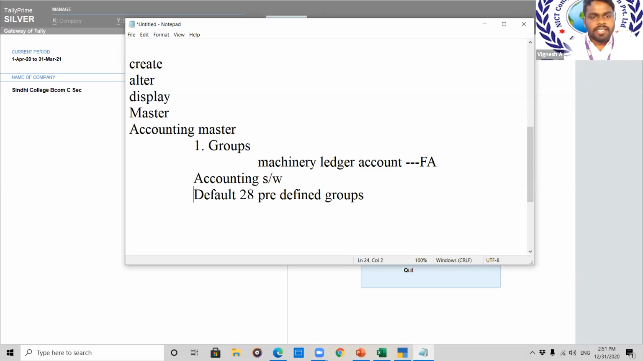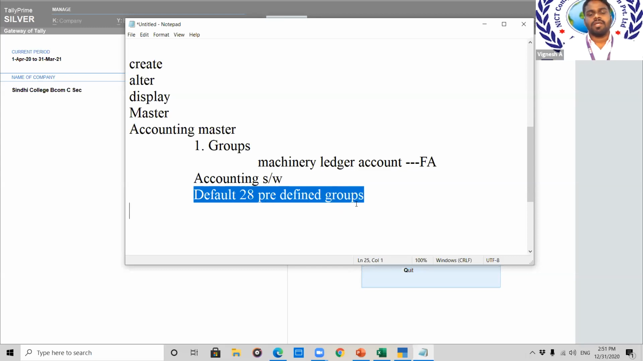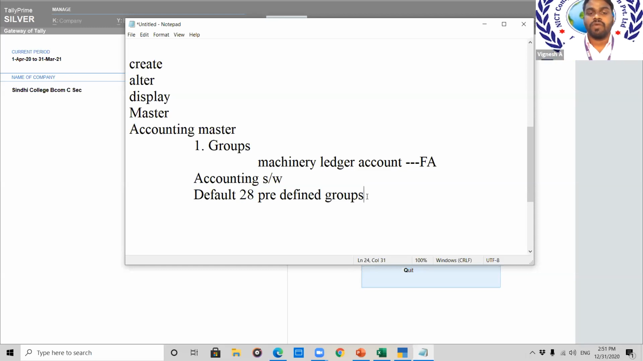Your Tally is telling you by default there are 28 groups. The consultant's work is to make the company's arrangement according to the company's requirement. In the sense, if the company wants to implement Tally in its work, the company will ask the consultant, this is the structure of my company, these are my charts of accounts, I need to work with this structure.